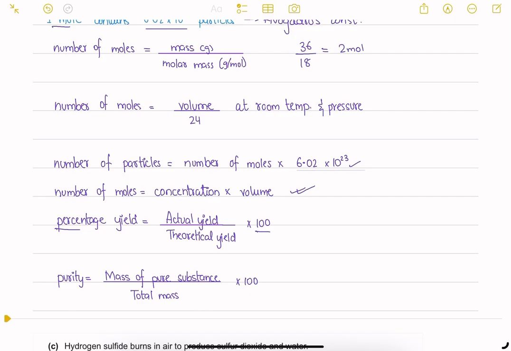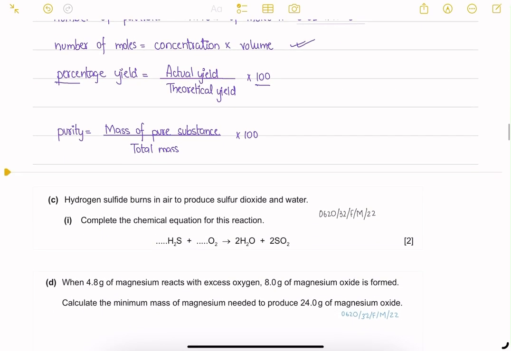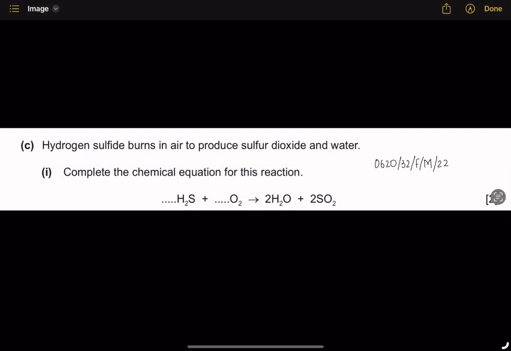So we are done with the stoichiometry concepts, but I would like to practice some questions. These are the past paper questions and I have written the paper code as well. So let's try doing this.